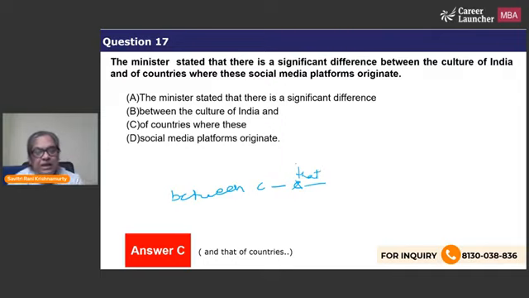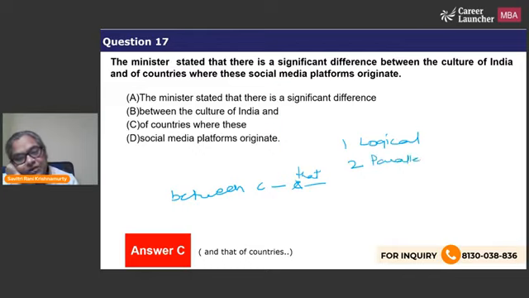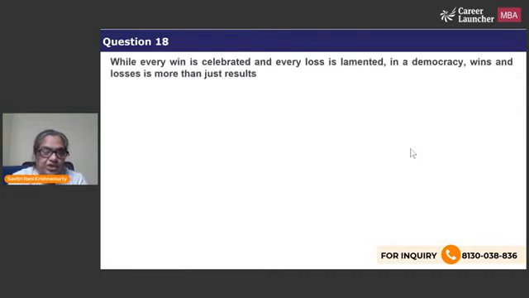All right, whenever there is a comparison, you have to remember two things. One is comparisons have to be logical, comparisons have to be parallel. So the structure, the way it is mentioned, has to be correct, and see what you're comparing. Comparing the culture of India to other countries? No, the culture of India has to be compared with the culture of other countries. All right? Okay. Question 18.